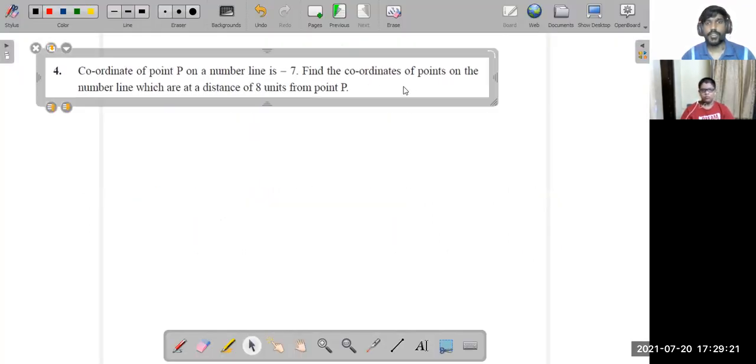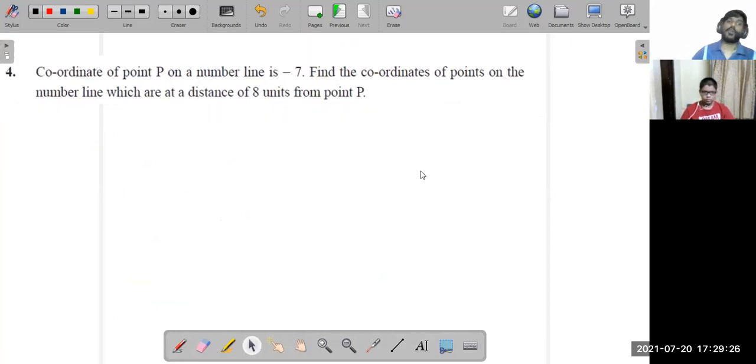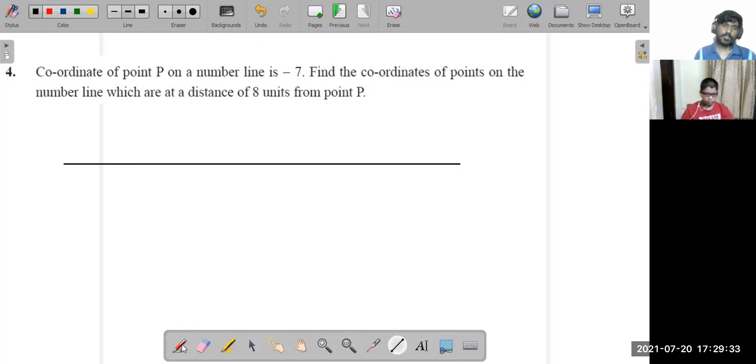Can you read and try this one? Coordinate of point P on the number line is -7. This is the number line. The origin. And if this is -7, then this is point P. You have to find the coordinates of the point on the number line which is at a distance of 8 units from point P.